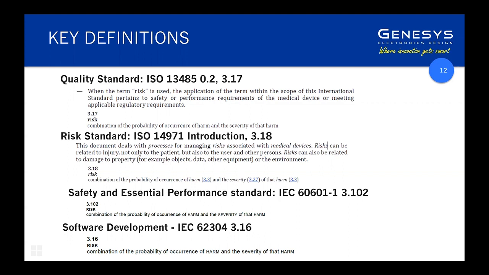So a high probability event of moderate harm would pose a certain risk. A rare event of a much more severe harm might pose a similar risk, because its probability of occurrence is much lower.